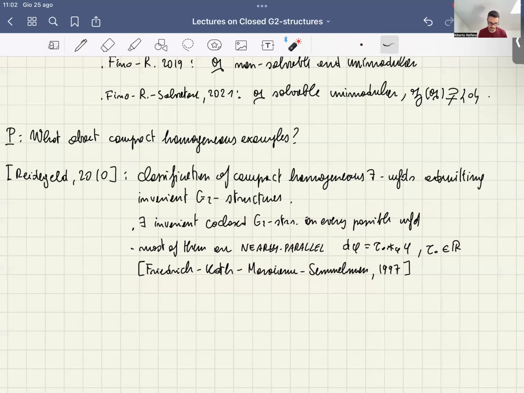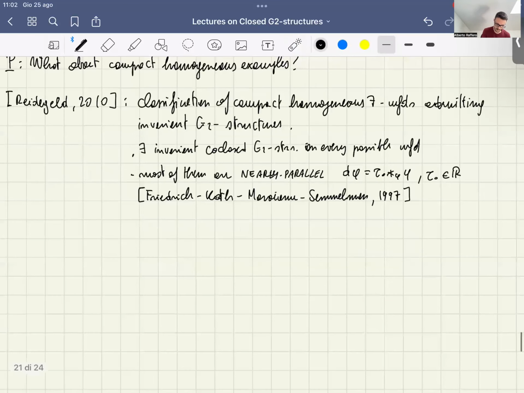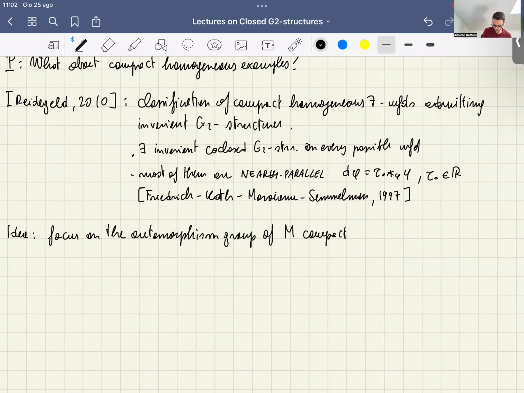In any case, we have this classification, but we do not know whether there exist invariant closed G2 structures on any of these spaces. And the idea to study this problem might be focusing more generally on the automorphism group of M, a compact manifold with φ a closed G2 structure.